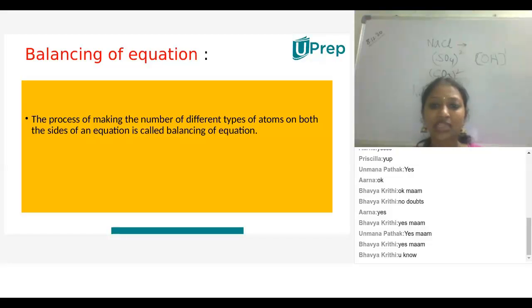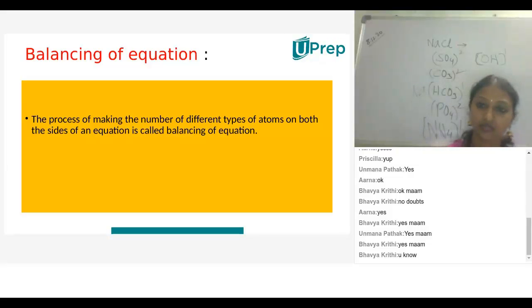So what do you mean by balancing of equation? Ma'am, if an equation is there, we should maintain the same number of atoms of an element on the product side and the reactant side. So both reactants and products should be equal. Then only we can say balancing of equation.